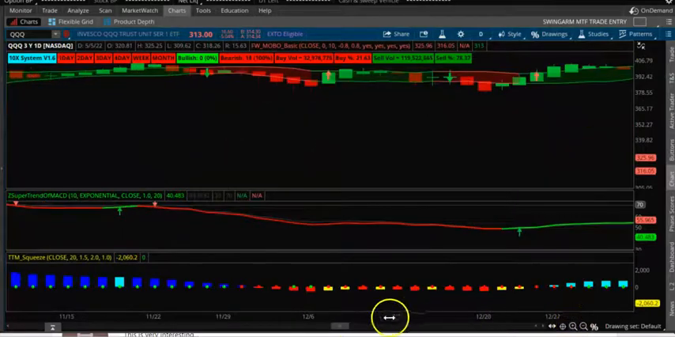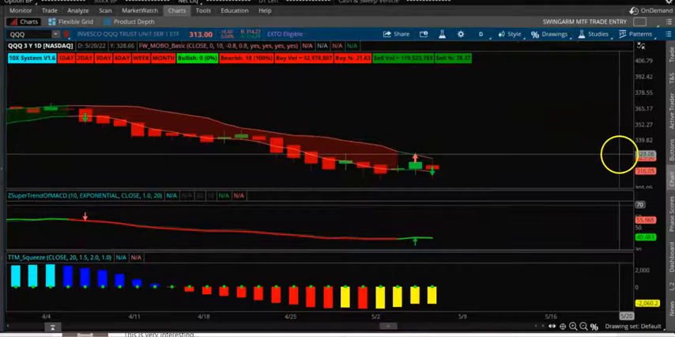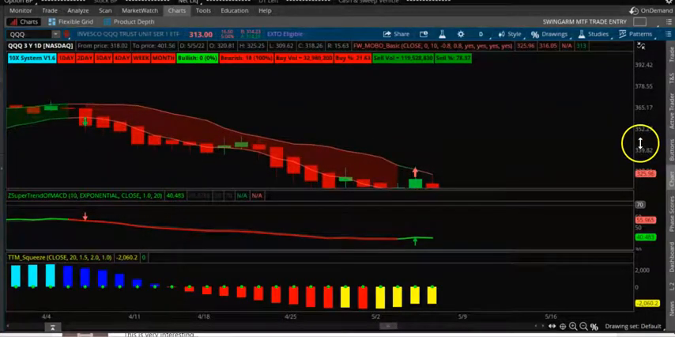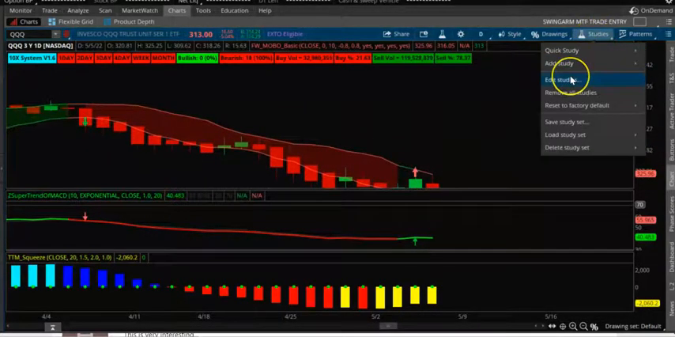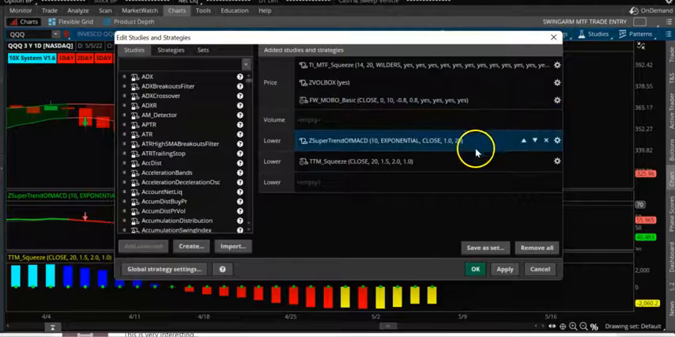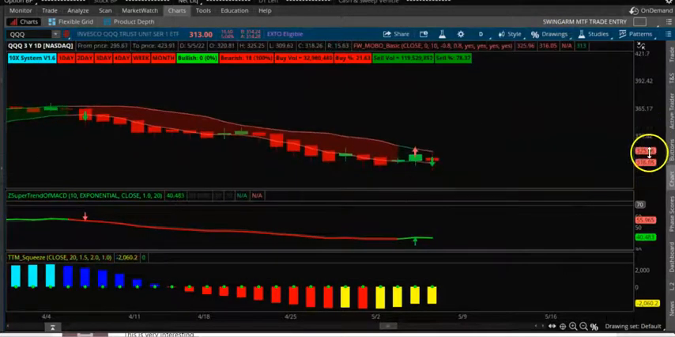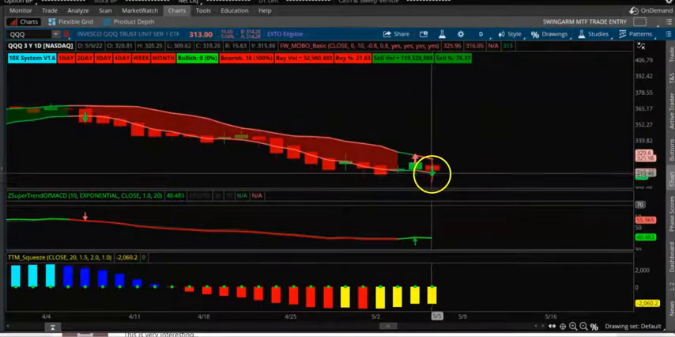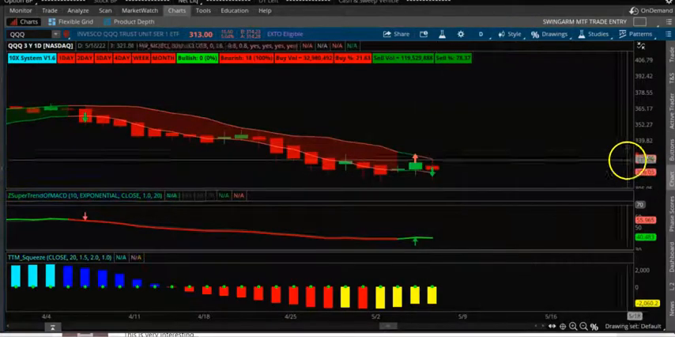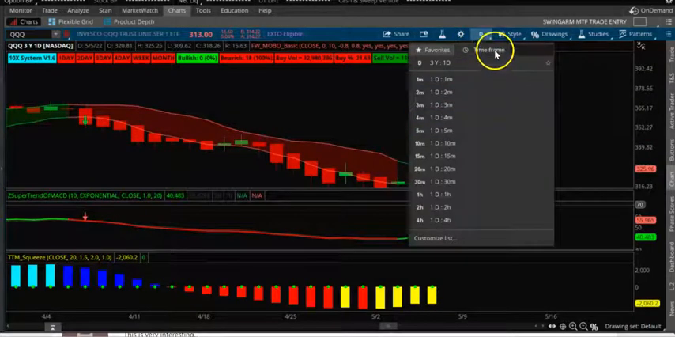Okay, let's look at here what has happened. So it basically went up and went down. Okay, so let's look at the longer time frame. Let's look at weekly.